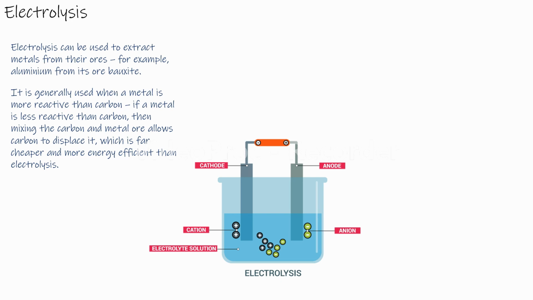If a metal is less reactive than carbon, then mixing the carbon and the metal ore will allow the carbon to displace the metal, which is far cheaper and much more energy efficient than using electrolysis. However, if this can't be done, then electrolysis must be used. So, bauxite contains aluminium oxide, which is Al2O3. It's important that you remember this.